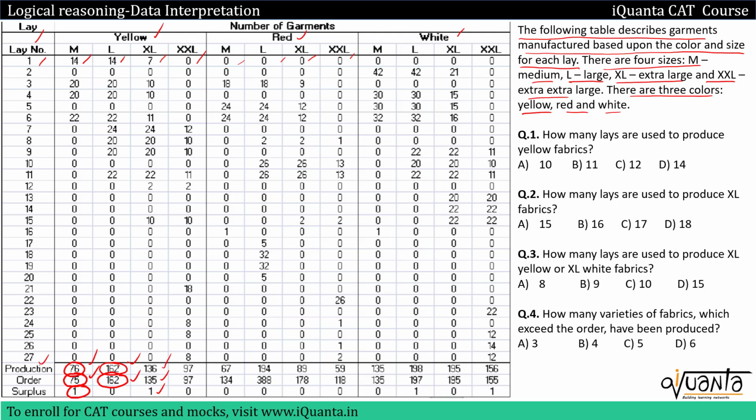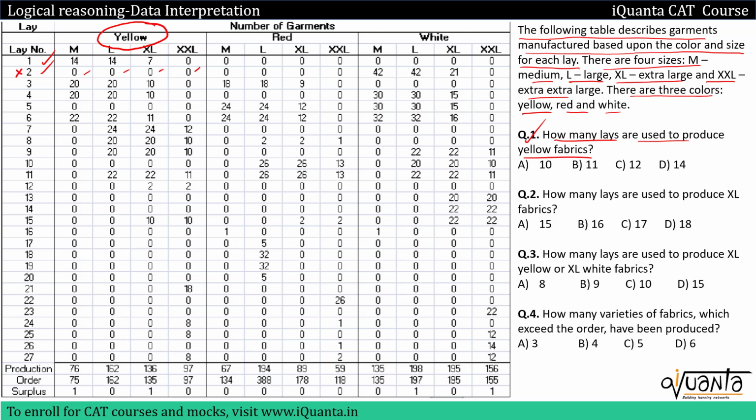Now if we come to the questions here, first one is how many lays are used to produce yellow fabrics. We are talking about yellow, so we'll focus only upon this section of the table. So we'll count all those lays in which we have at least one yellow garment. The size of the garment doesn't matter, there should be at least one yellow garment in that lay. So in lay number 1, yes, we have 14 medium, 14 large, so yes, this lay will be used to manufacture yellow garments.